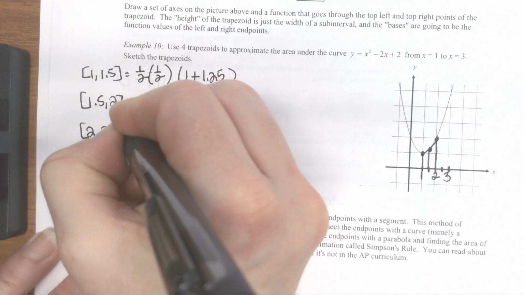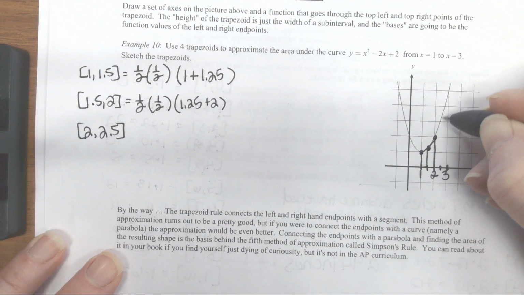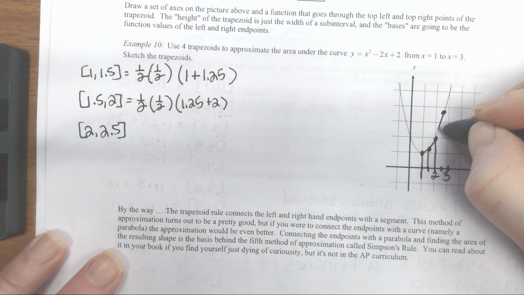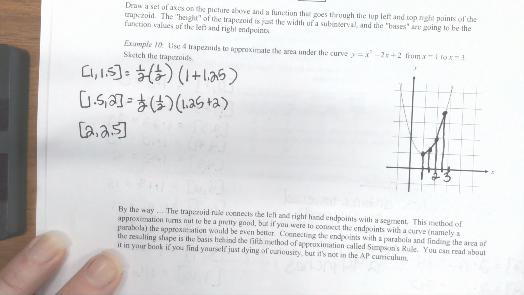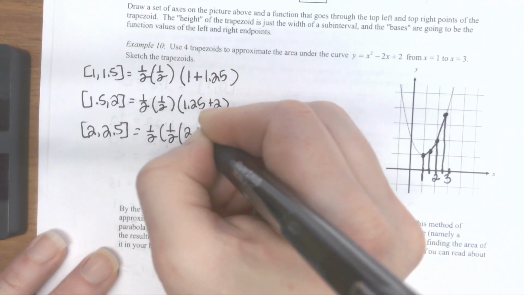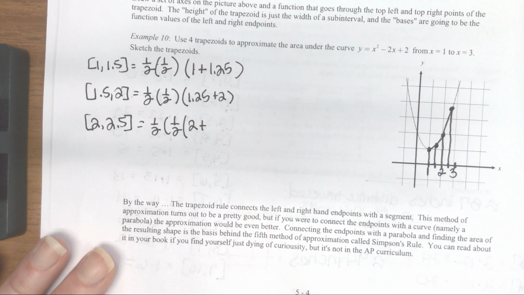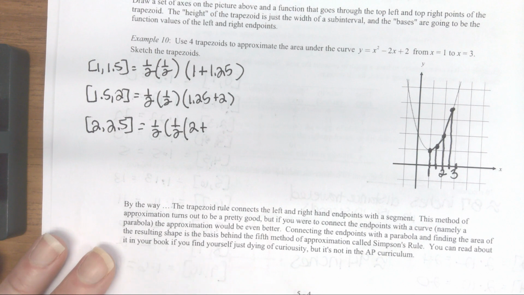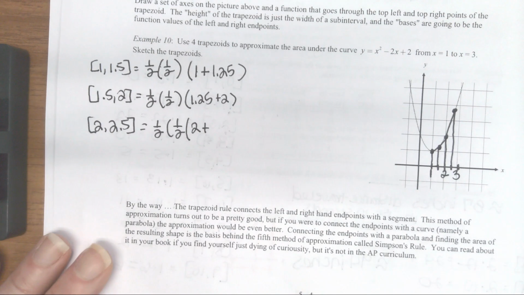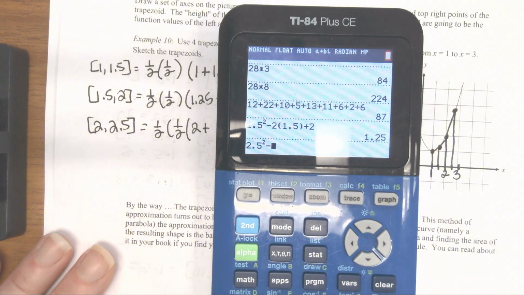All right, let's do the trapezoid from 2 to 2.5. It's a really steep one. So we have the area would be 1/2 times 1/2. The bases on these are 2. What happened when we plugged 2.5 in earlier? What did we get? We can do it. 3.25.